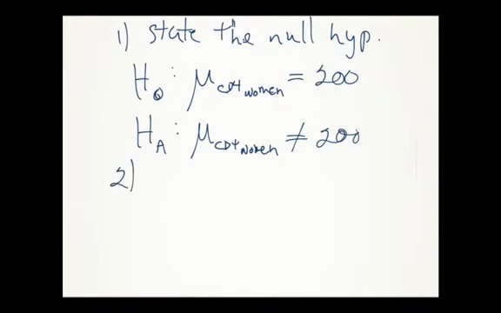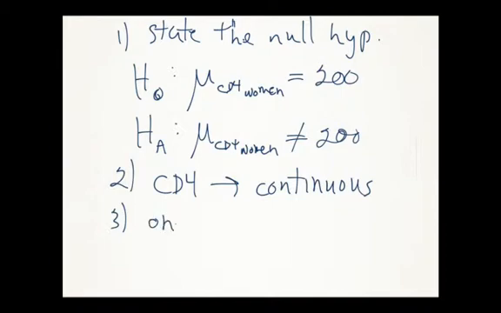Step two is to state the type of data we have. Well, we have a CD4 count, which we know is a continuous variable. And that's why, as we mentioned, a t-test is appropriate in this case. Step three was to determine the appropriate statistical test. In this case, it's a one-sample t-test. Why? Because we have one sample, namely the CD4 count among women, and we have a continuous outcome, CD4, that's why a t-test is appropriate.